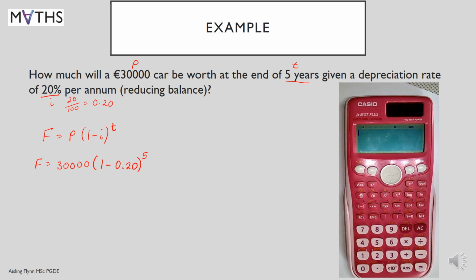Okay, and I just noticed that I left out a 0 in that particular example. I had 3,000 instead of 30,000, but that's all right. You can do it correctly, and the correct answer should be 9,083 euros and 40 cents.